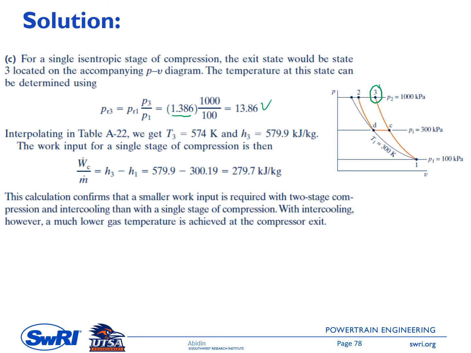And then using table A22, you need to do interpolation. You will get T3 is 574. Okay, so this one is higher than T2, and you will get H3 is 579.9 kilojoule per kilogram. And this is the required compression work in case we only have one compressor, 279.7. So it's much higher than the one with the two-stage compressor.